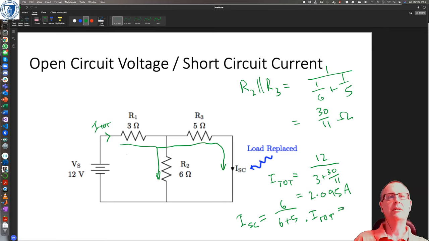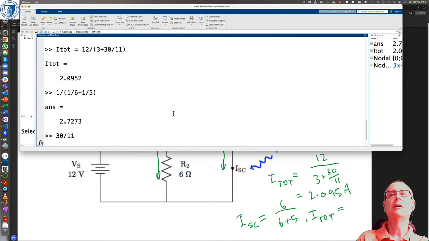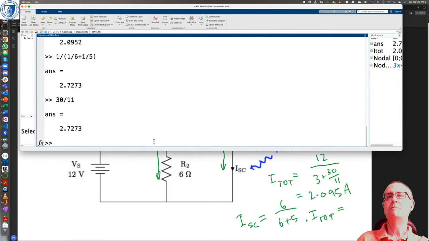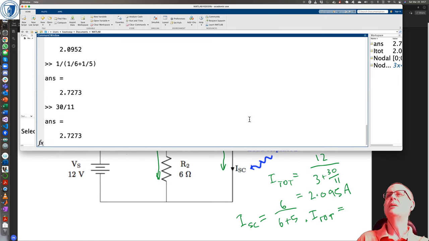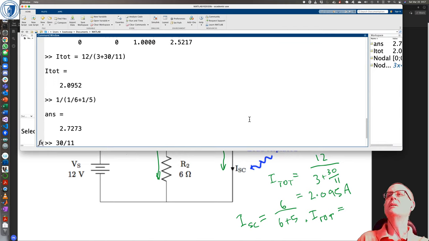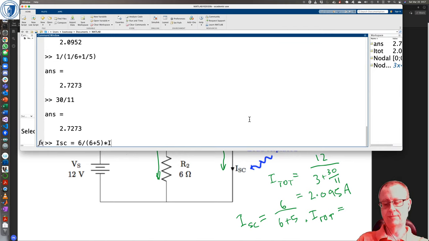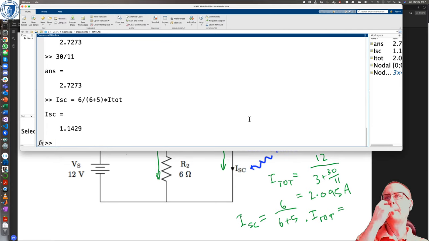So that's our ITOTAL, and fire up MATLAB again, and we can get ISC equals 6 on 6 plus 5 times, what do they call it? ITOT. All right, so it's 1.143.